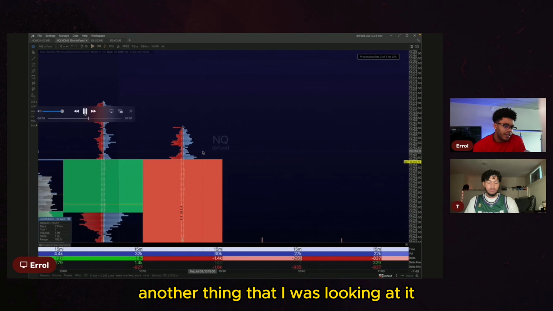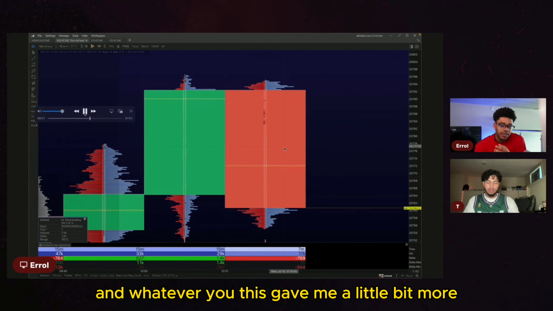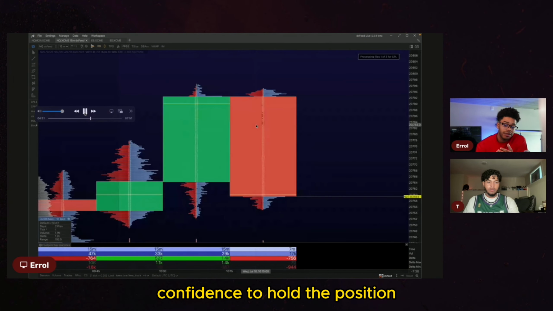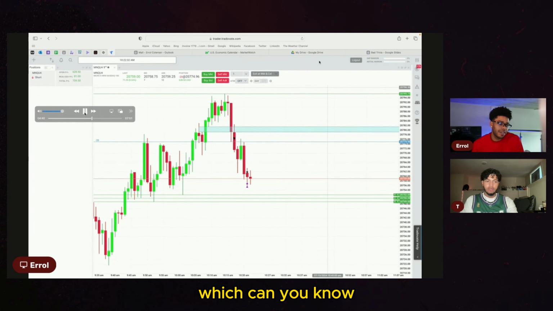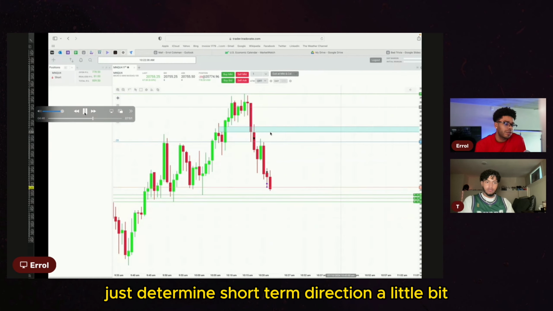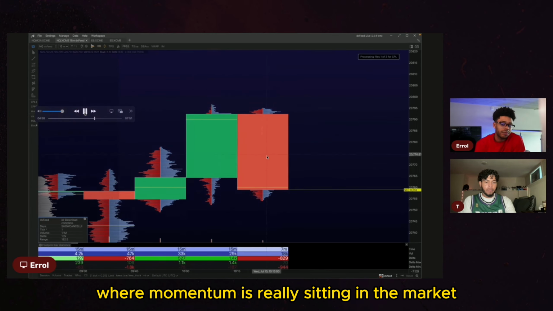Then another thing that I was looking at, I go to the 15-minute footprint chart as well. And this gave me a little bit more confidence to hold the position because we had stacked imbalances at the top of the 15-minute candle, which can help determine short-term direction a little bit and give you a better idea of where momentum is really sitting in the market.